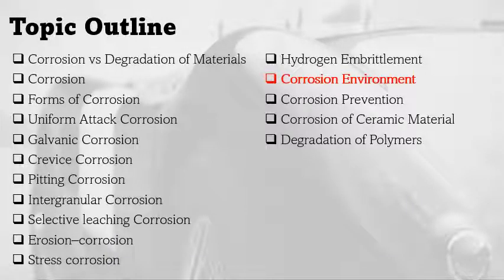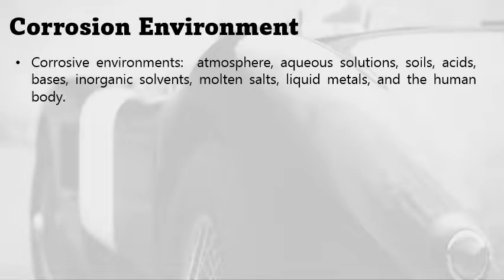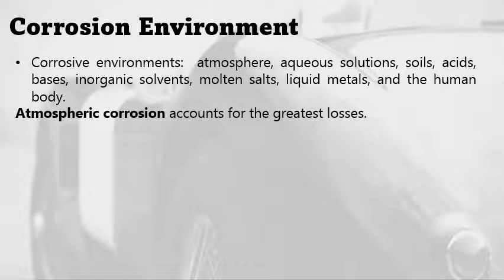In relation to that, we will discuss the different corrosion environments. Corrosive environments include the atmosphere, aqueous solutions, soils, acids, bases, organic solvents, molten salts, liquid metals, and last but not the least, the human body. These are the environments that cause the occurrence of corrosion.